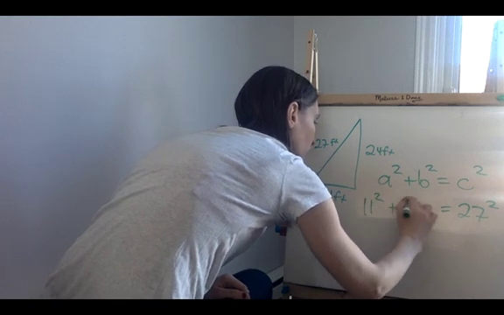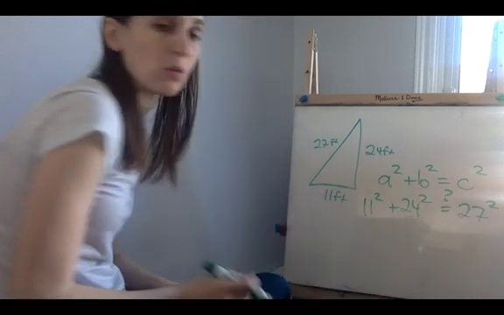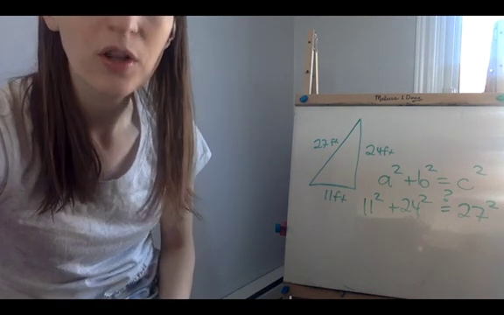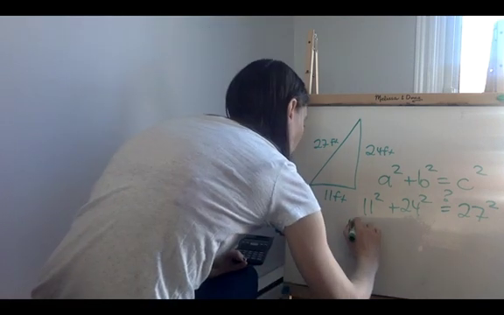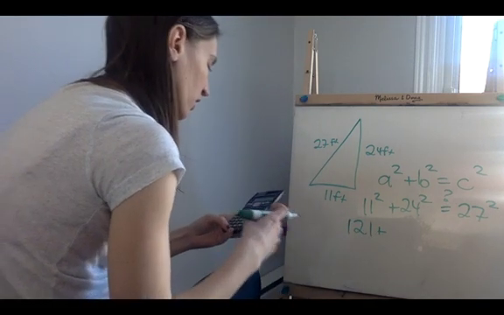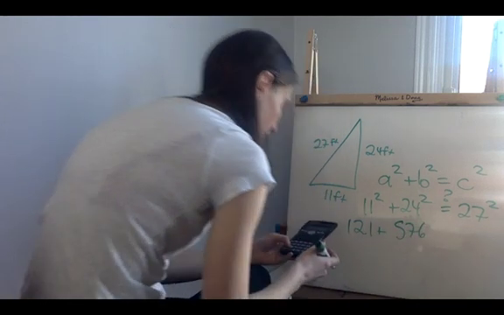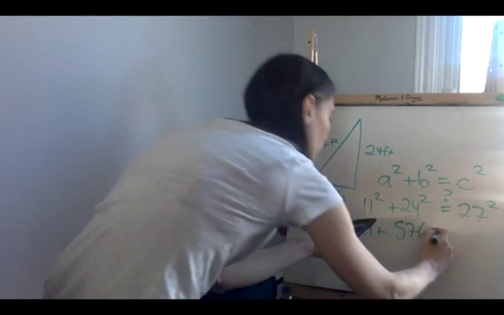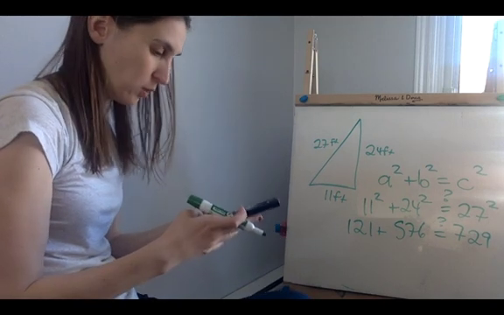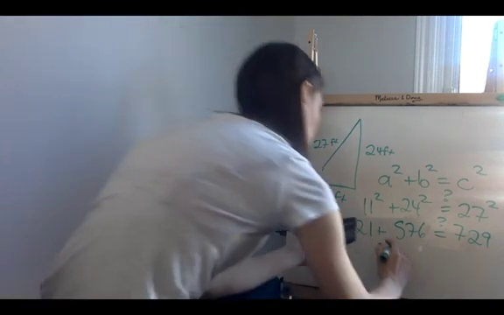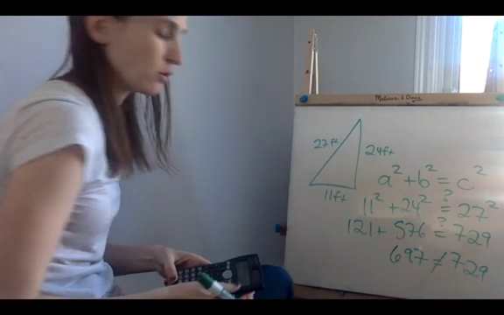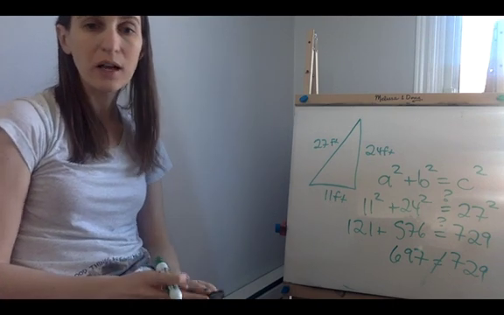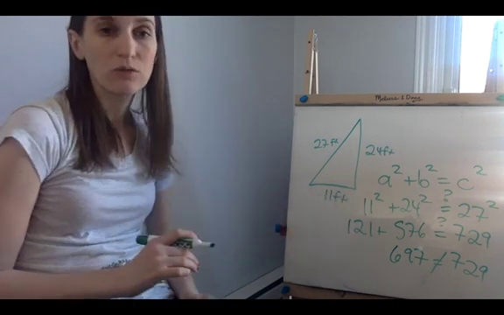So we have 11 squared plus 24 squared, and we're asking, are these equal? If they are equal, it's a right triangle. If not, you don't have a right angle. 11 squared is 121, 24 squared is 576, and on the right side, 27 squared is 729. We add these two together, 121 plus 576, we get 697, which is supposed to equal 729. That's obviously not true. 697 is not the same as 729, so this is not a right triangle.